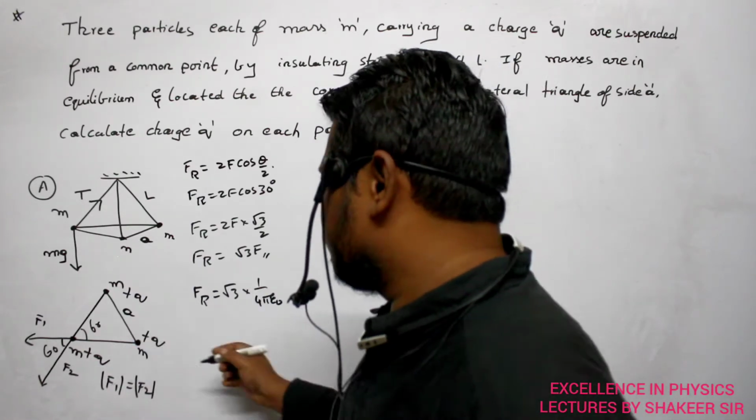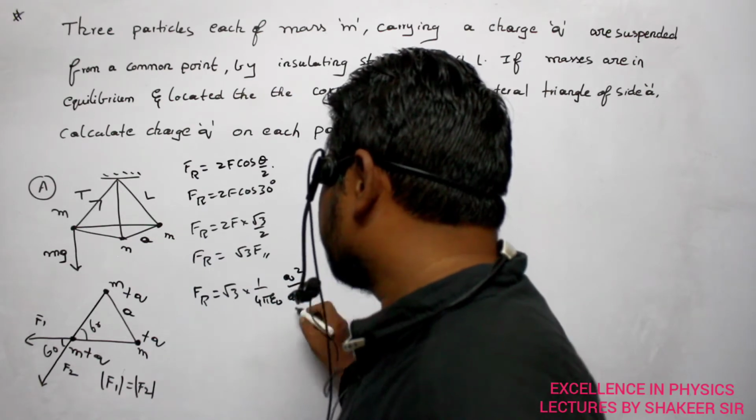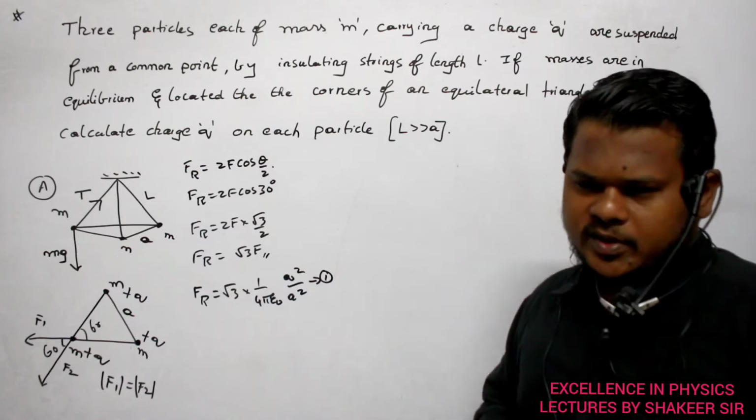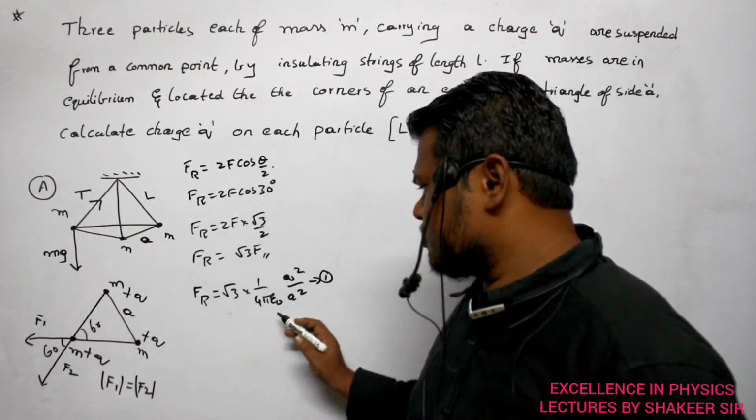Q1, Q2 is nothing but both the charges are Q only, no? So Q square divided by A square. So let it be our equation number 1. So we got the relation up to here, no? Clear? So the resultant force acting on each charge is this much.